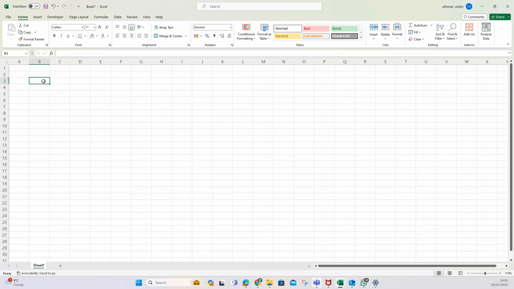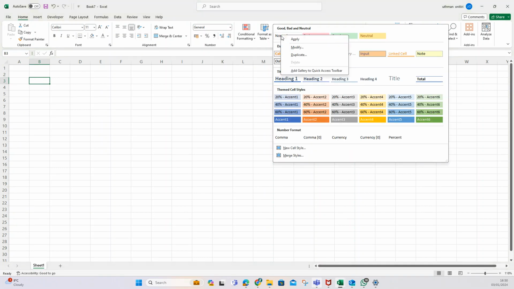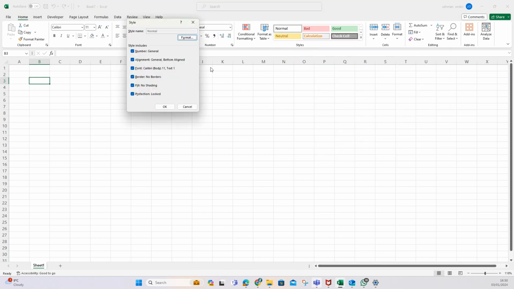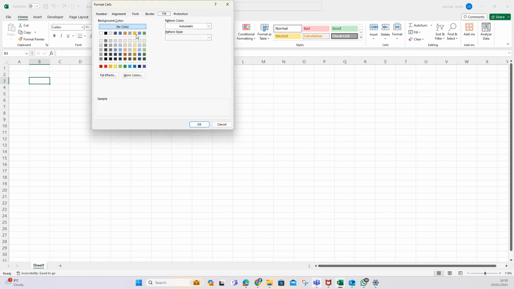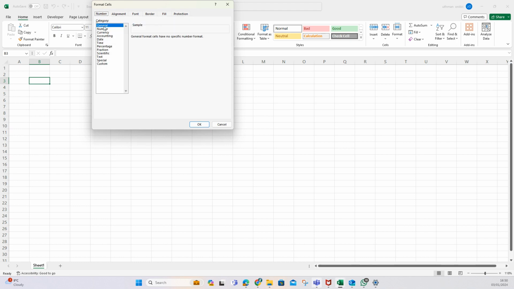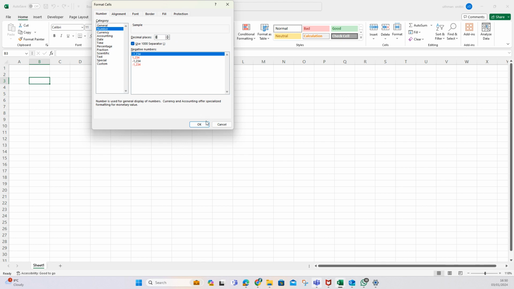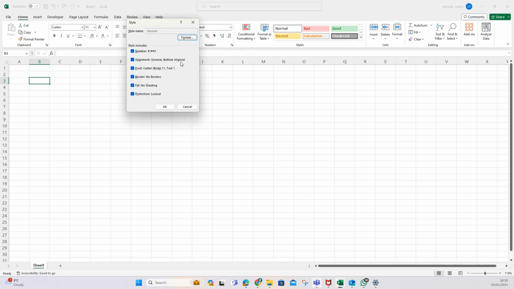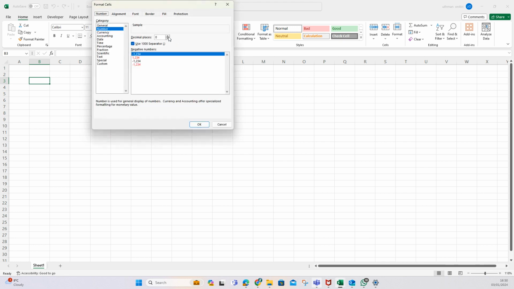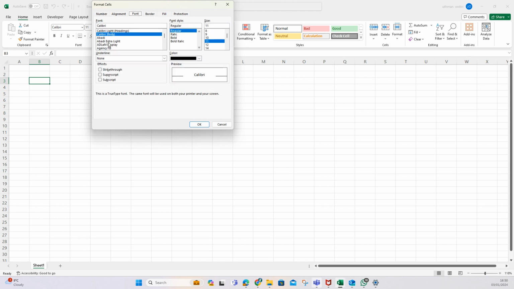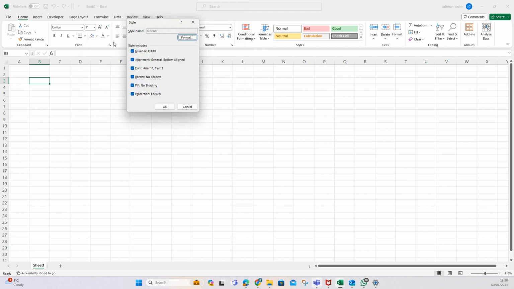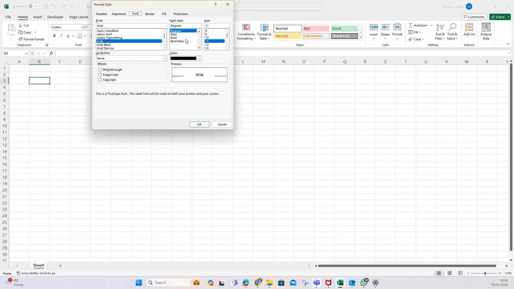So firstly, I like to format my model properly. So I go on modify, click on format, then I go to numbers. I like to use numbers, comma separator, just to change my font. I like Calibri. I could use Arial actually. And Arial size 10, regular. Okay.